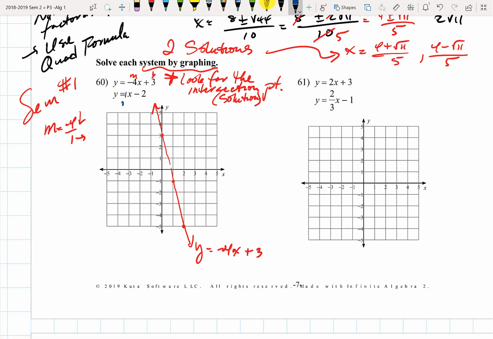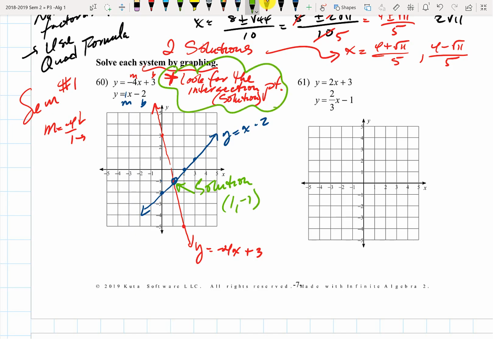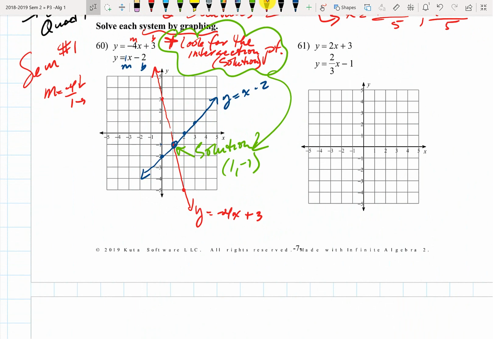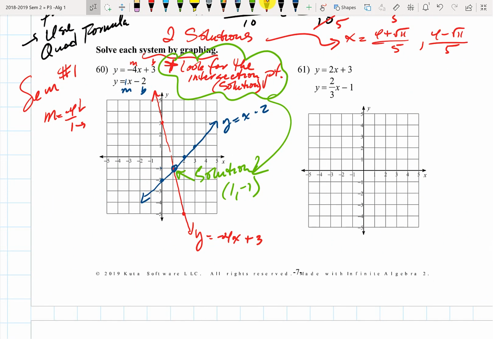Sketch the other graph. The slope is 1, the y-intercept is -2. So go up 1, right 1. As soon as you plot many points, this is y equals x minus 2, you can see the solution. It's right here. It's 1, -1. So again, you're looking for the solution, which happens to be here. You guys can do number 61. And that is your first review.